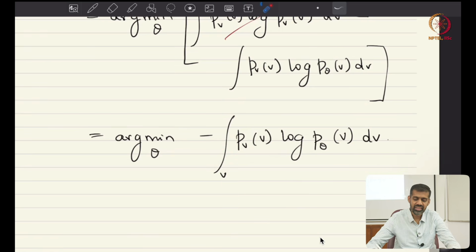Two things. The first thing is this integral is intractable in R^D, it's in very high dimensions, it's very hard to compute. The other thing is that we don't even know what PV is. That's the whole problem that we are trying to solve. So how do we solve this problem?